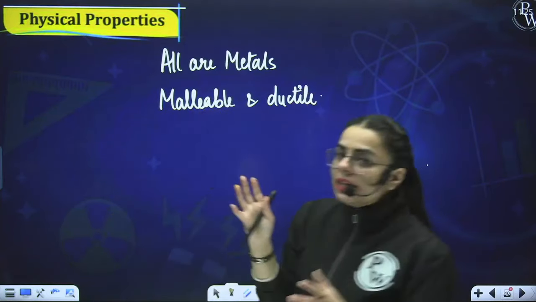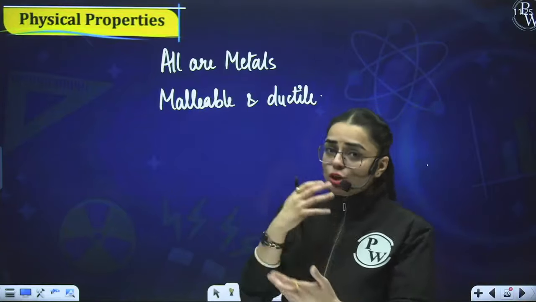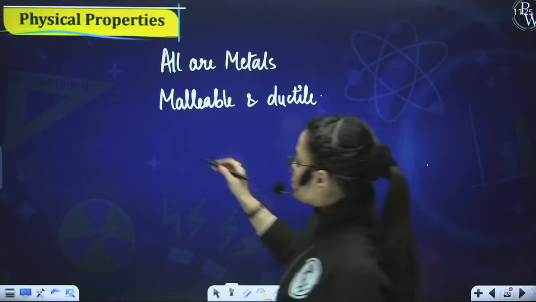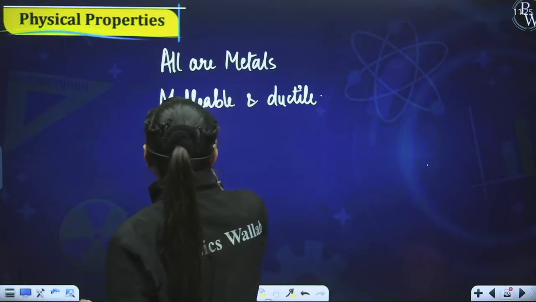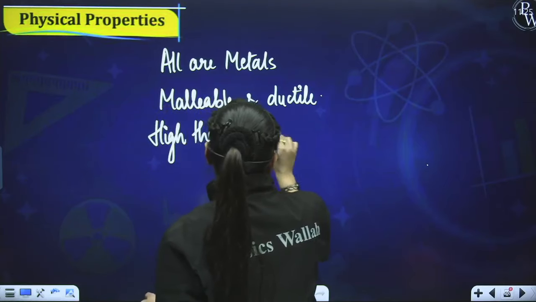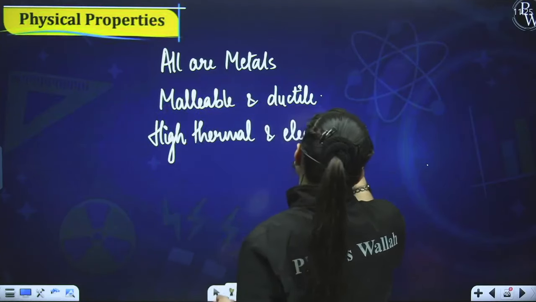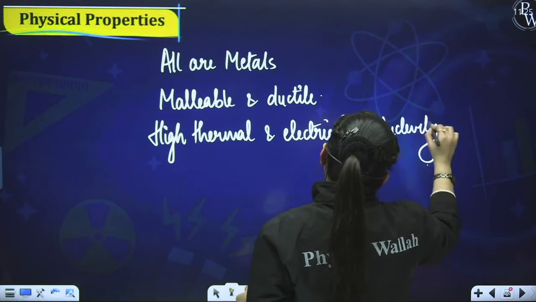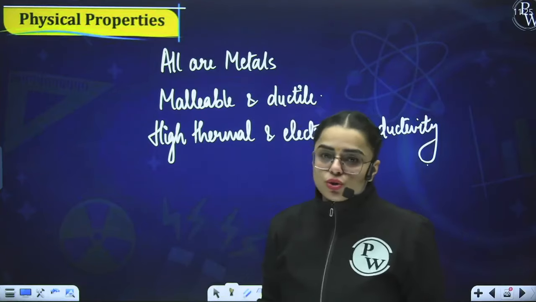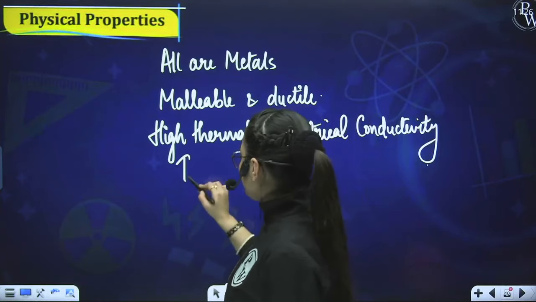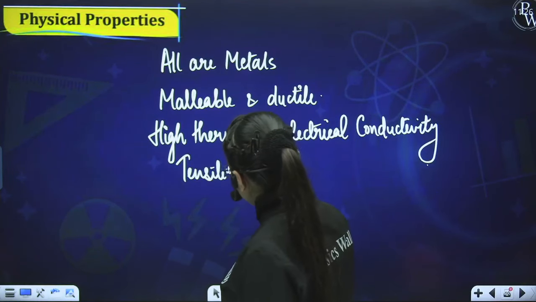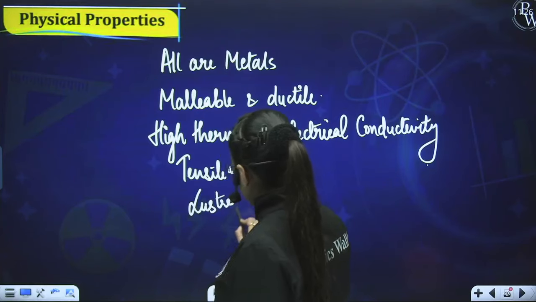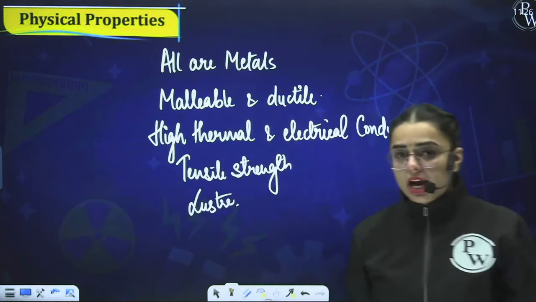What is malleable and ductile? You all are aware of these things: they can be beaten into thin sheets and thin wires, right? They have high thermal and electrical conductivity as well. If it is a metal, then it has luster also, and they have high tensile strength. They are lustrous. So these are the physical properties that we talk about.